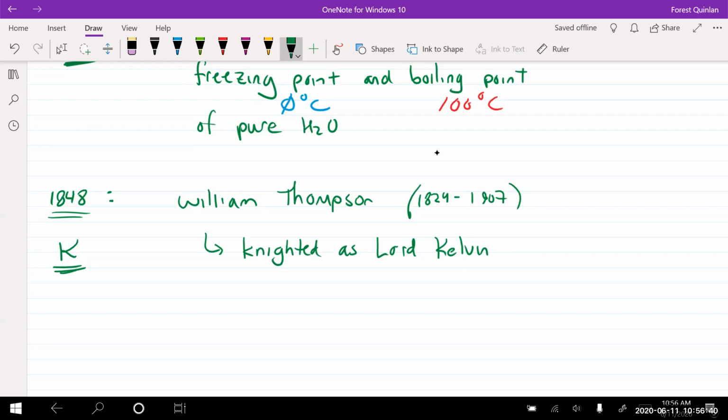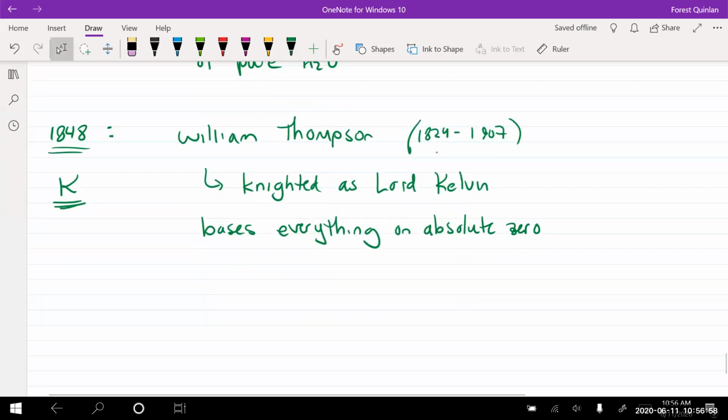It's kind of cool. Now, what does he do? He bases everything on absolute zero. Now, absolute zero is where everything stops moving except for the electrons around the nucleus. There are experiments where you can actually, and very accurately, get down to what 0 Kelvin would look like.